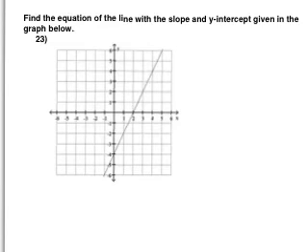Now, that number 22, that was exhausting for me. So let's see how this one will be. Number 23. Find the equation of the line with the slope and y-intercept given in the graph below. Okay, so this is actually quite easy. And we can find an equation of the line if we have the line and we can count it.